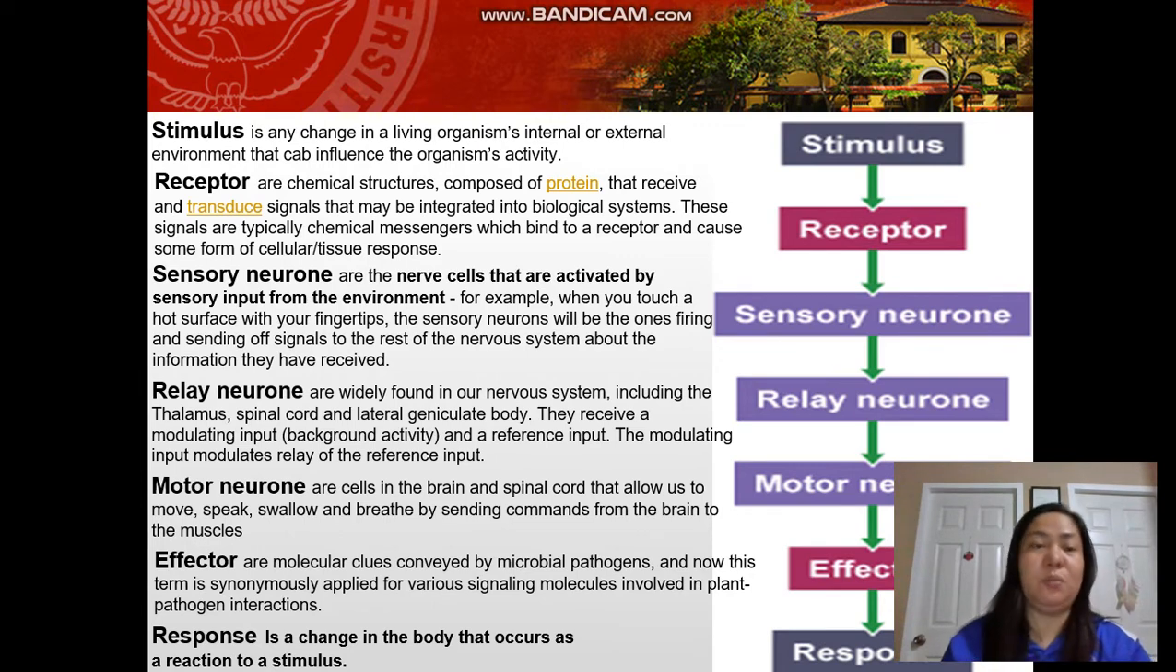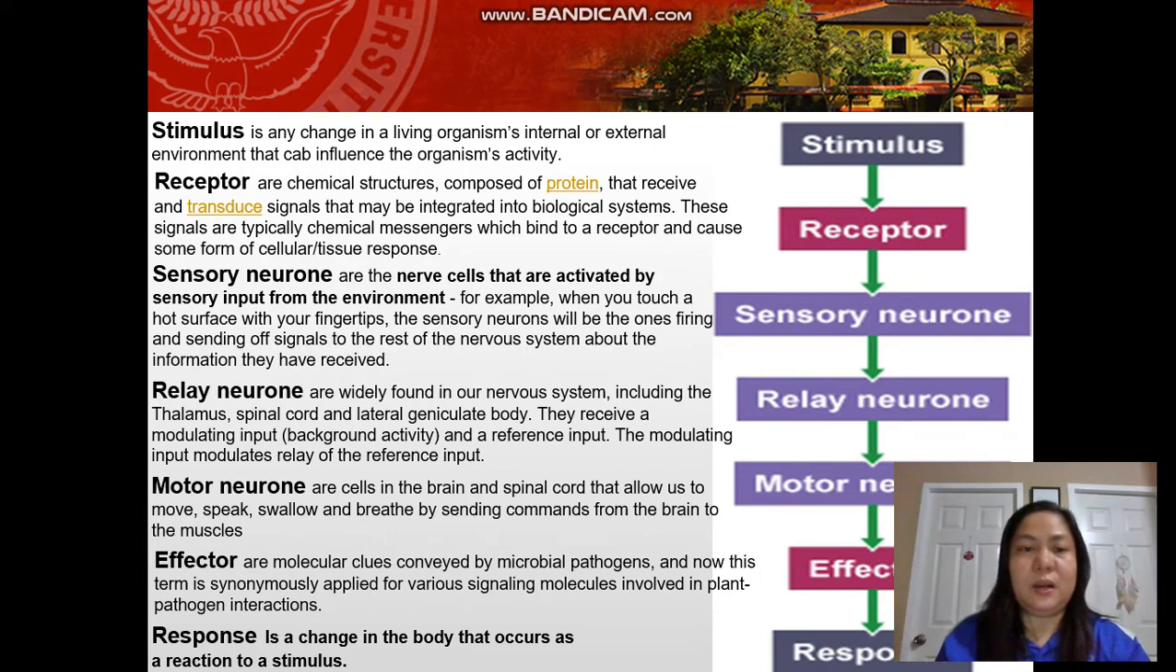The first is the stimulus. Is there any change in the living organism's internal or external environment that can influence the organism's activity? Next is the receptor. Receptors are chemical structures composed of protein that receive and transduce signals that may be integrated into biological systems. These signals are typically chemical messengers which bind to a receptor and cause some form of cellular or tissue response.